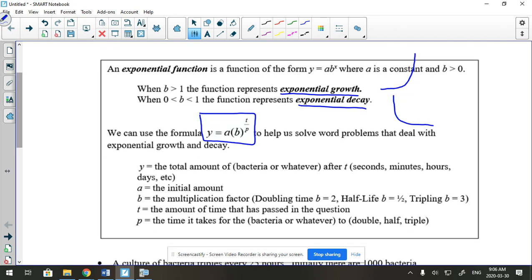Y is the total amount of whatever you're looking at. So if you have a certain substance and over time it either breaks down or it multiplies very quickly, y would be what you end up with at the end. A is the initial amount you're starting with. B is the multiplication factor. Usually it's written in words like a half-life, doubling time, triple, that kind of thing will always be your B. T is the total amount of time that has passed in the question, and P is the time it takes for the bacteria or whatever to double or half or triple. But again, it makes more sense when we go through an example.